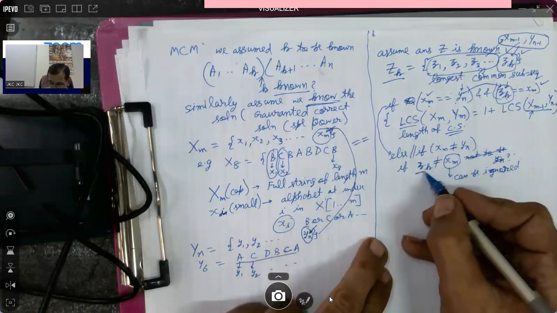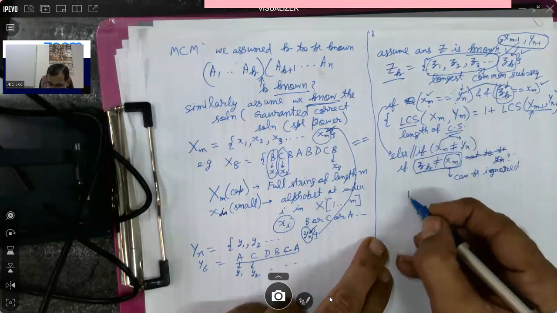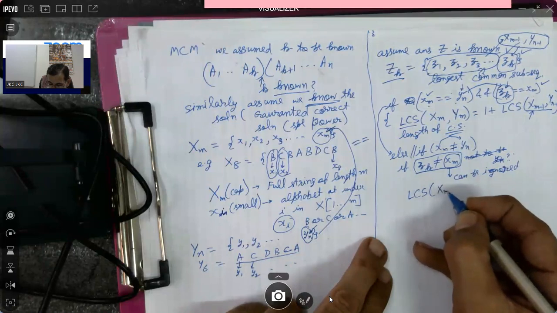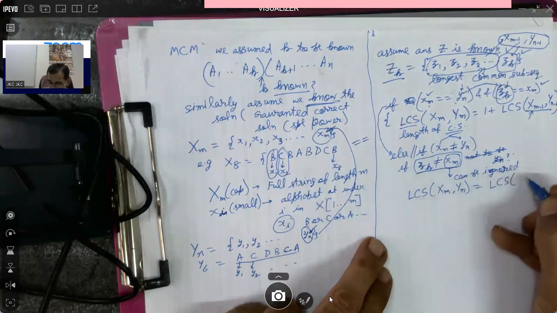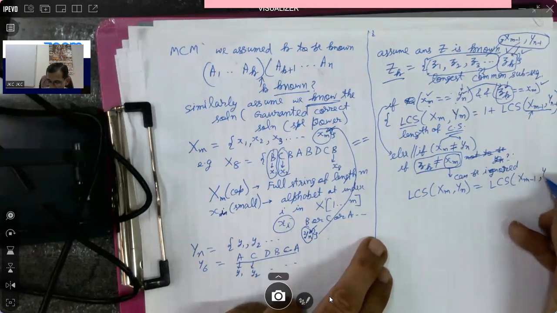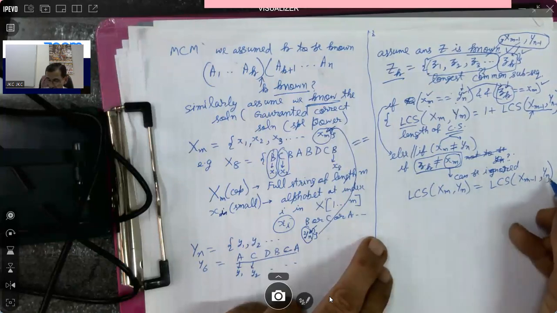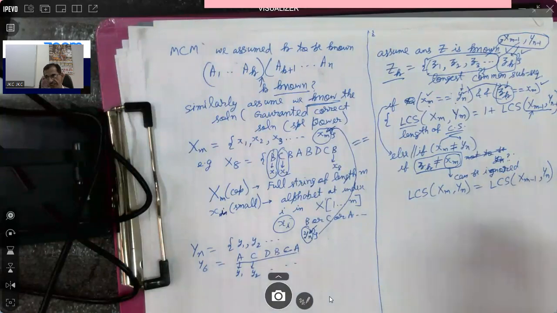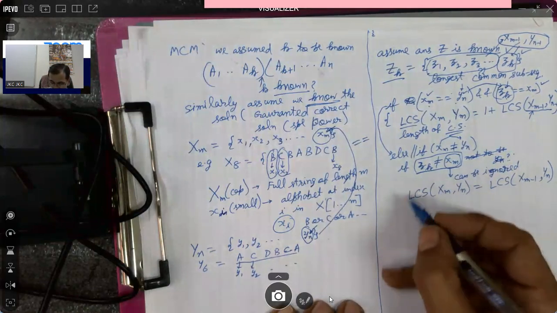So if zk is not equal to xm, I can say the length of LCS of xm and yn will be equal to finding the length ignoring xm, meaning reducing the length of x by one and keeping y as the original, because zk could be equal to yn, and yn might correspondingly be present in x also at the m minus first position. So that can be this.